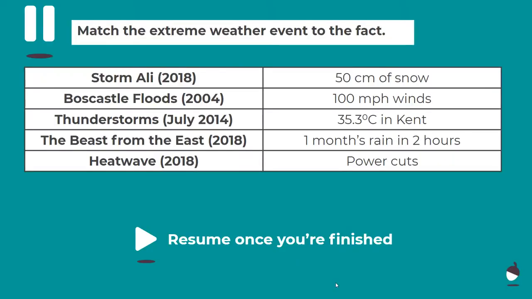So before we move forward, let's just reflect on those extreme weather events again. On the screen, you will see a table. In the table is a list of each weather event that we've just reviewed and a list of 5 facts. At the moment, the weather event and the facts don't match up. So what I would like you to do is to pause the video and match the extreme weather event to the fact. Once you've done that, please resume the video so that we can mark your work.